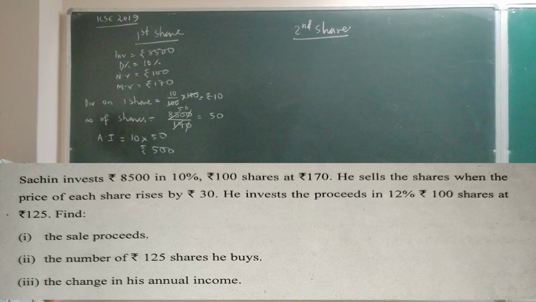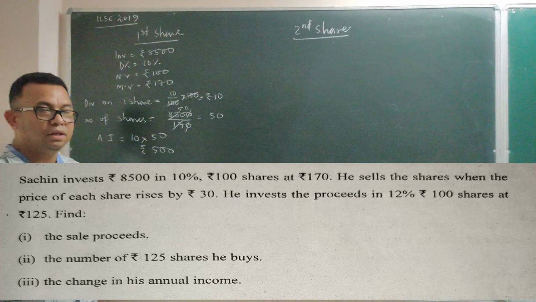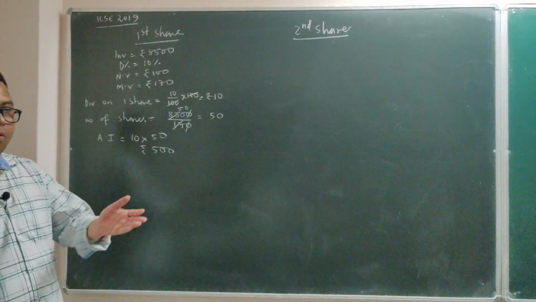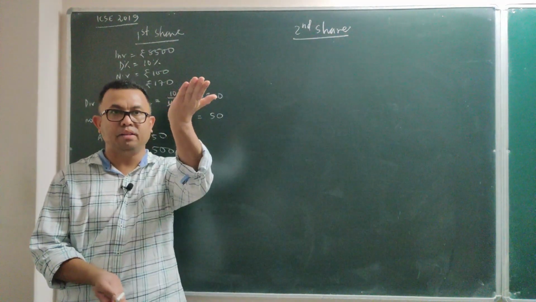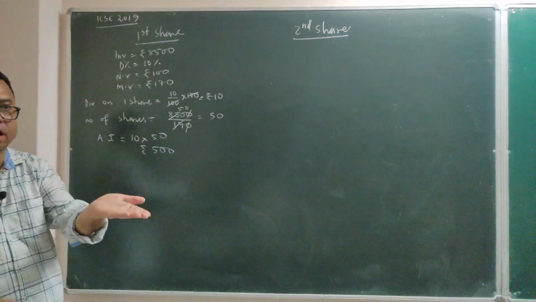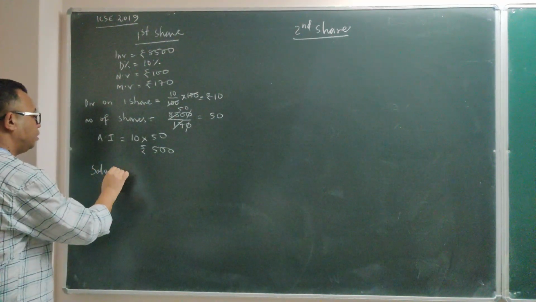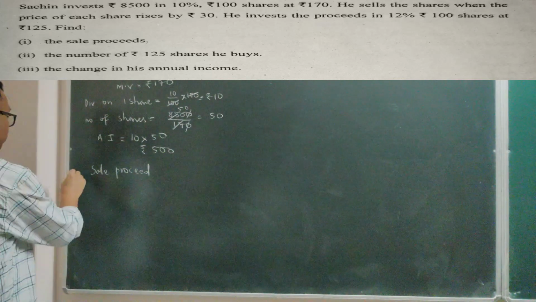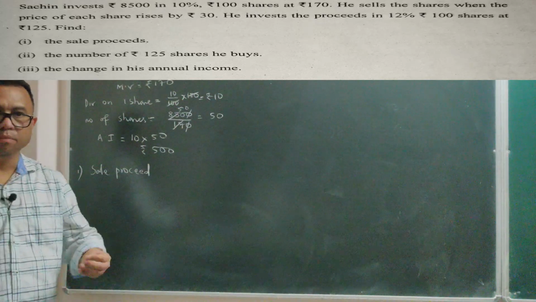But this man is selling this share. Now when I say this man, I mean Sachin. Sachin is selling the share when the price of the share rises by 30. The previous share price was 170, now it went up by 30 rupees. The money that comes to him by selling the share is called sell proceed. In fact, this is your question number 1. What is the sell proceed? Sell proceed means the money which comes to him by selling the share.